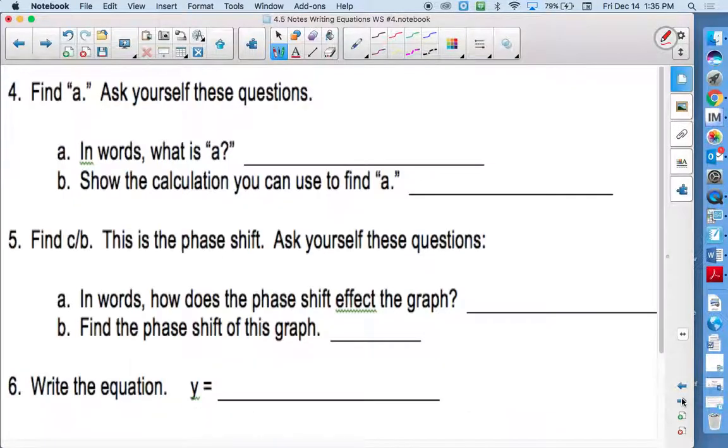The third value we're going to find is a. And again, think in your mind, what is a talking about? What does a mean in the problem? A is the amplitude. And what is the amplitude? It's the distance between the max or min to the center. Yeah. So the distance between the max or the min to the center.